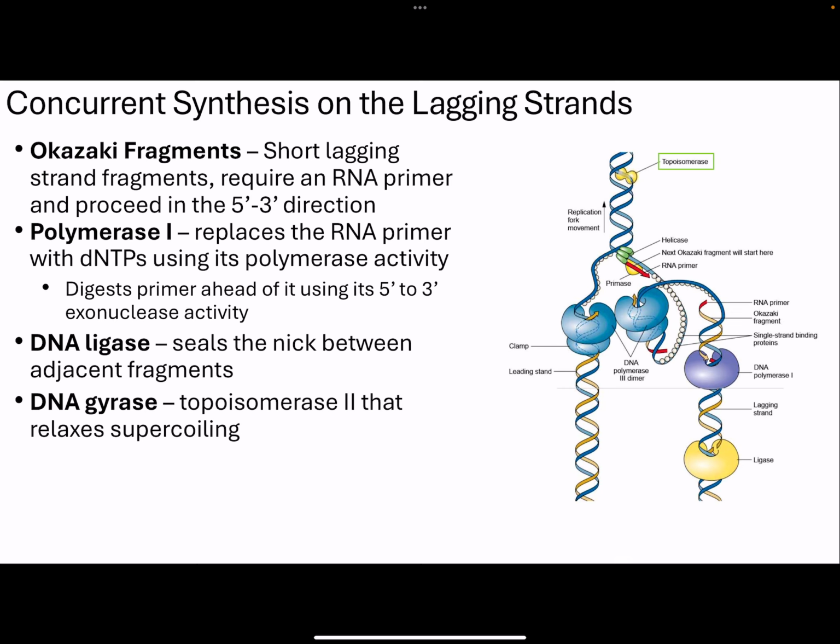Then we also have topoisomerase or DNA gyrase in prokaryotic organisms. We've talked a little bit about topoisomerases. You can recall how many DNA strands are nicked or broken by this type of topoisomerase based on the number that follows it. So DNA gyrase is going to be able to induce and also relax supercoiling ahead of this DNA double helix, ahead of this helicase, allowing the DNA double helix to open and accommodate the activity of the DNA polymerase.